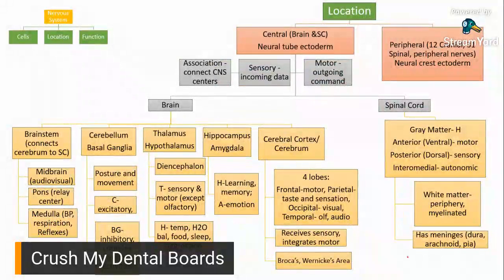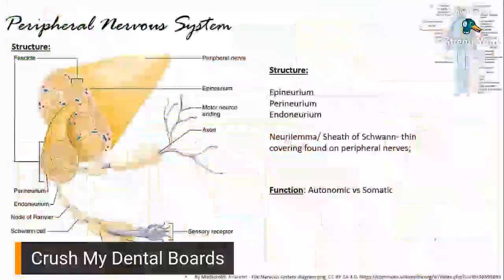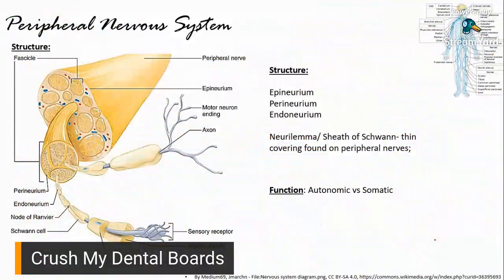And then the spinal cord, very much like your brain, has meninges. Your dura mater, your arachnoid, and your pia mater. Okay? Okay. That's your central nervous system.